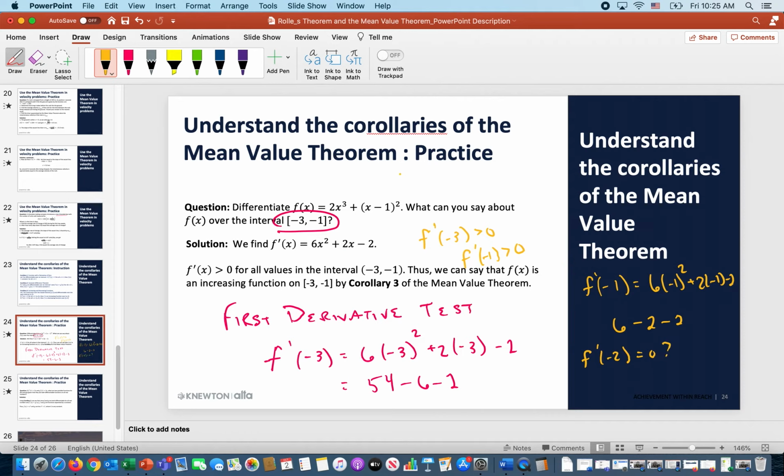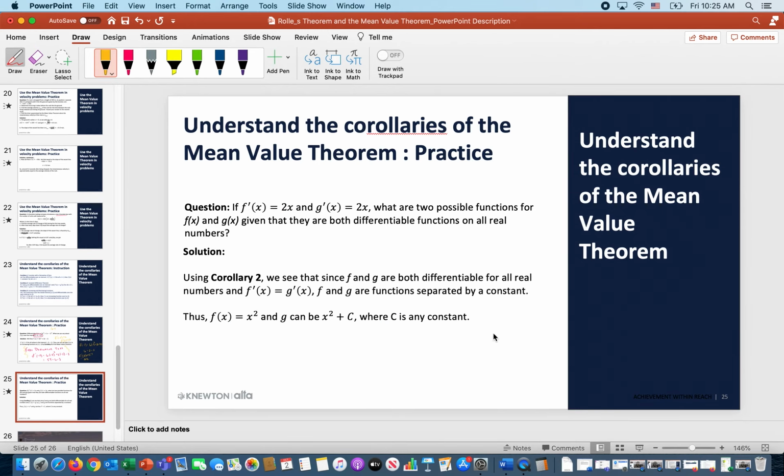Well, because of the intermediate value theorem, we can say no. It's not going to be. I can't guarantee that the derivative at negative 2 would be 0 because both of these are positive. So again, I don't think you're going to see any homework problems necessarily on this. This is just kind of laying the foundation for what we see in the first derivative test.